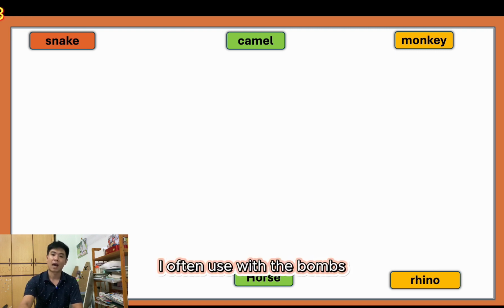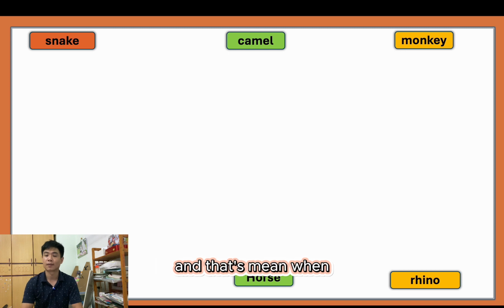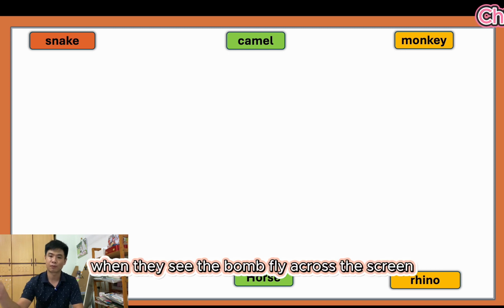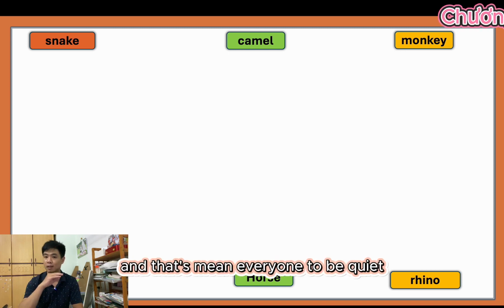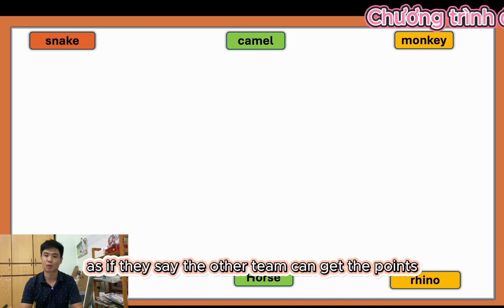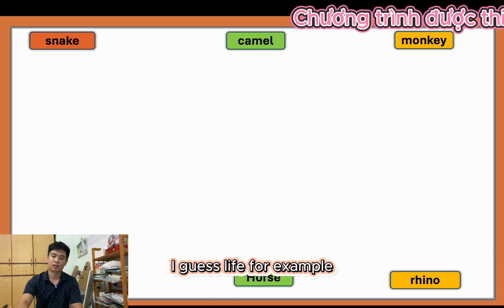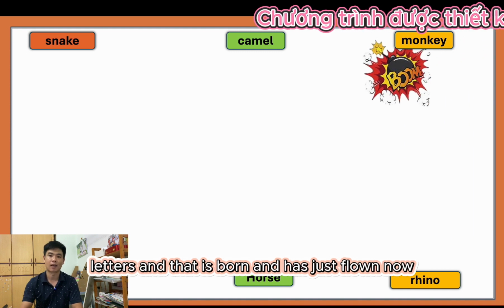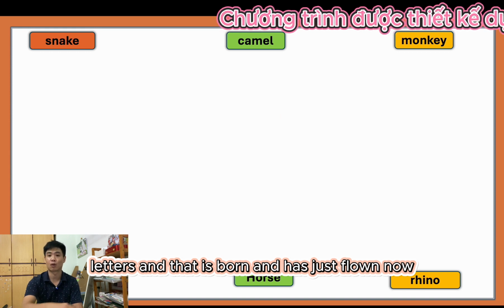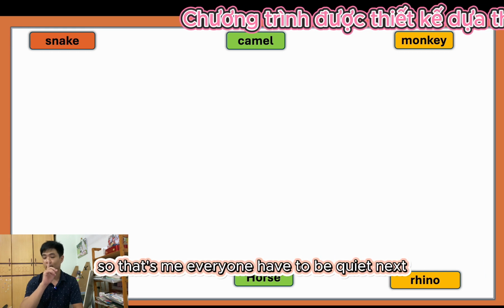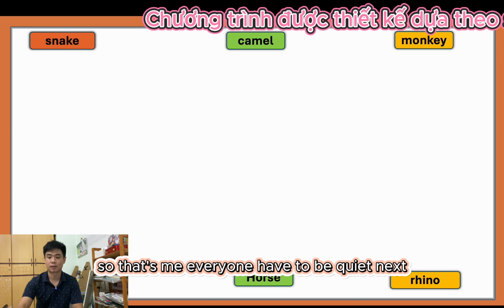To avoid students saying whatever they like, or disturbing and making noise in the class, I often use bombs. That means when they see the bomb fly across the screen, everyone has to be quiet. If they speak, the other team can get the points. That's the rule of the game. For example, like this, the bomb has just flown out, so everyone has to be quiet.